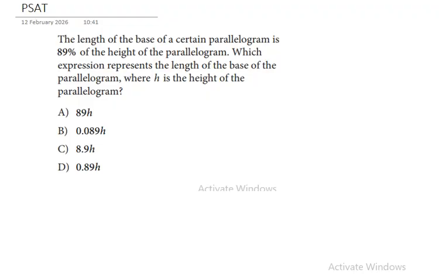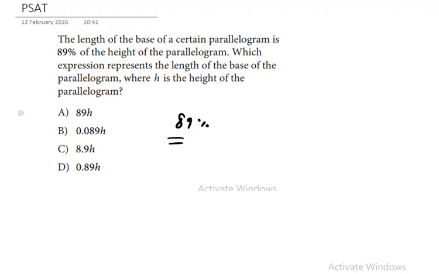Now let's break it down. We are told the base is 89% of the height and h represents the height, and we must find an expression for the base. So the base depends on the height, so we are expressing base in terms of h. Now what does 89% mean?